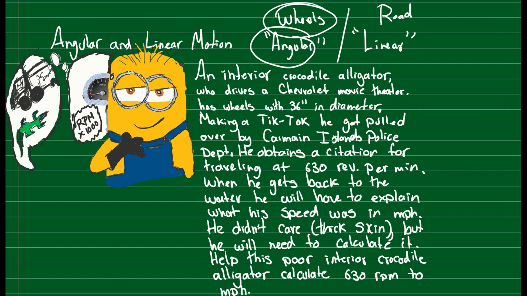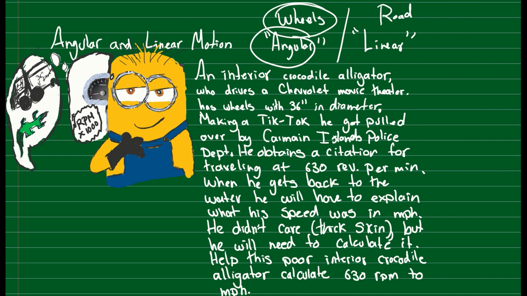An interior crocodile alligator who drives a Chevrolet movie theater has wheels with 36-inch diameter. Making a TikTok, he got pulled over by the Cayman Island Police Department. He obtains a citation for traveling at 630 revolutions per minute. When he gets back to the water, he will have to explain what his speed was in miles per hour. He didn't care, he has a thick skin, but he will need to calculate it. Help this poor interior crocodile alligator calculate 630 revolutions per minute into miles per hour.